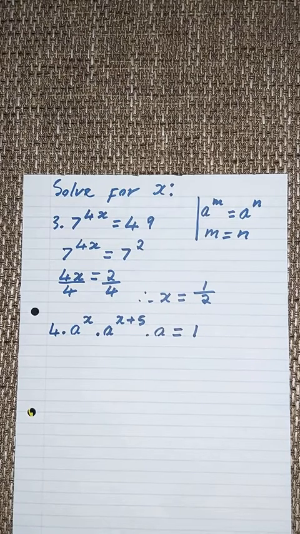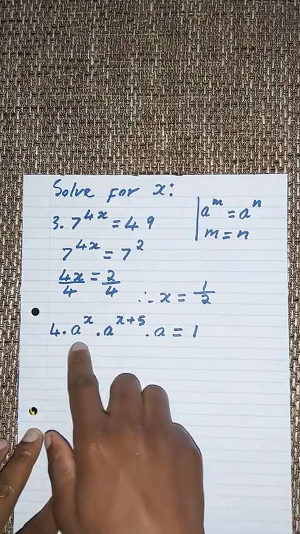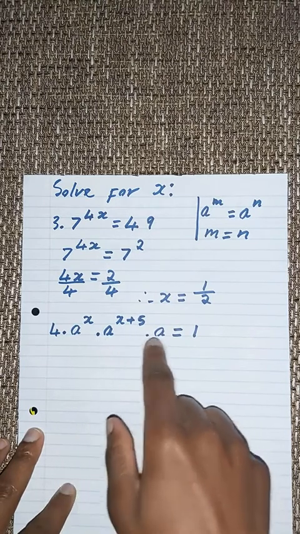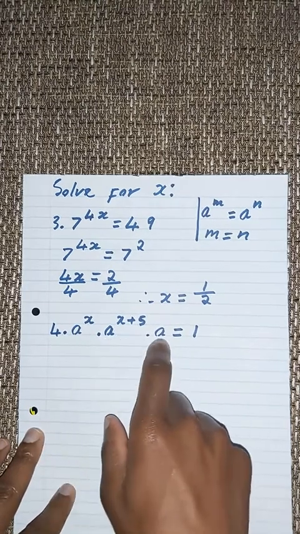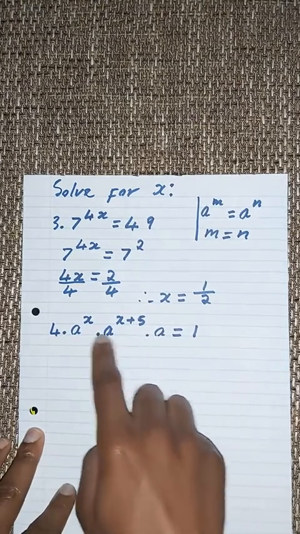So here we have a to the power of x times a to the power of x plus 5 times a is equal to 1, and we are expected to solve for x. So I hope you've tried the problem. Now let's do it. The first thing that we have to check out is what we have here. We have three similar bases, and these bases are multiplying each other, as we can see with the dots there.